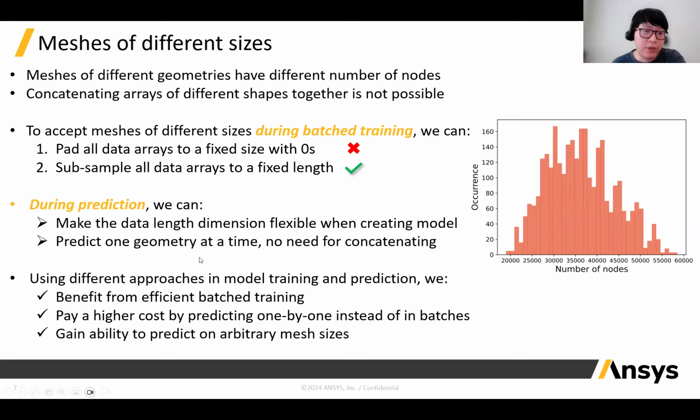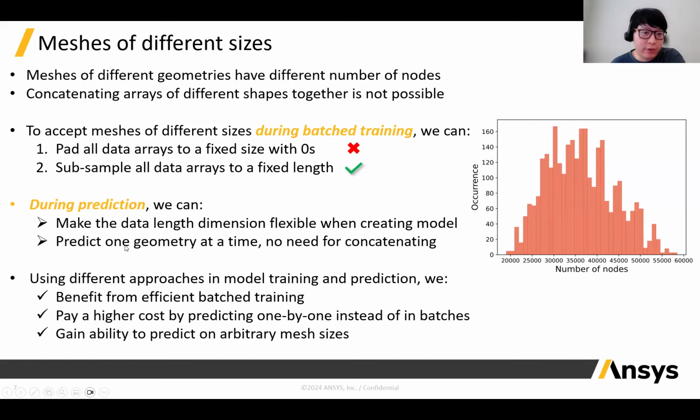We're also doing one geometry at a time instead of doing them in batches. In training, we do them in batches because it's a lot faster. But for prediction, we forego that and we do one prediction at a time. So if we do one prediction at a time, there's no need for concatenating. So what we feed into the prediction can be different every time.